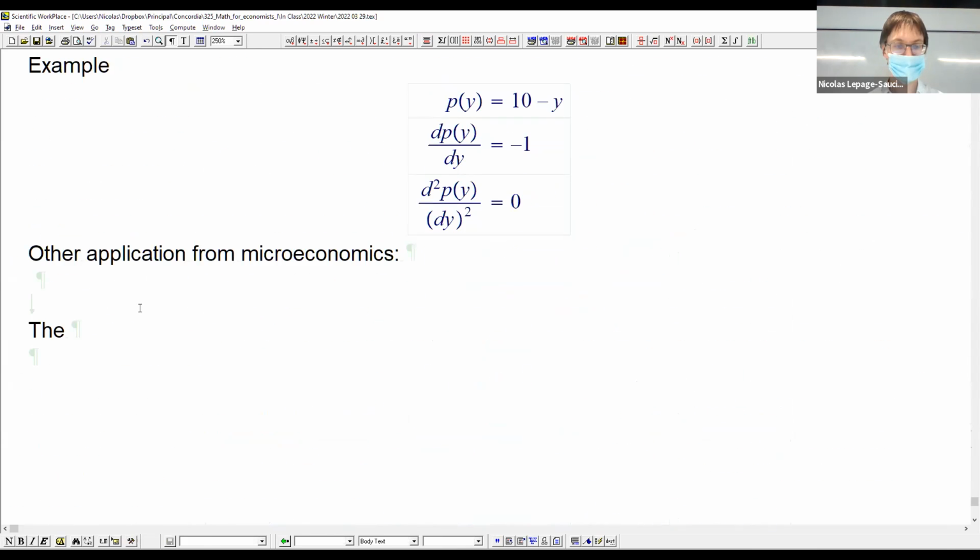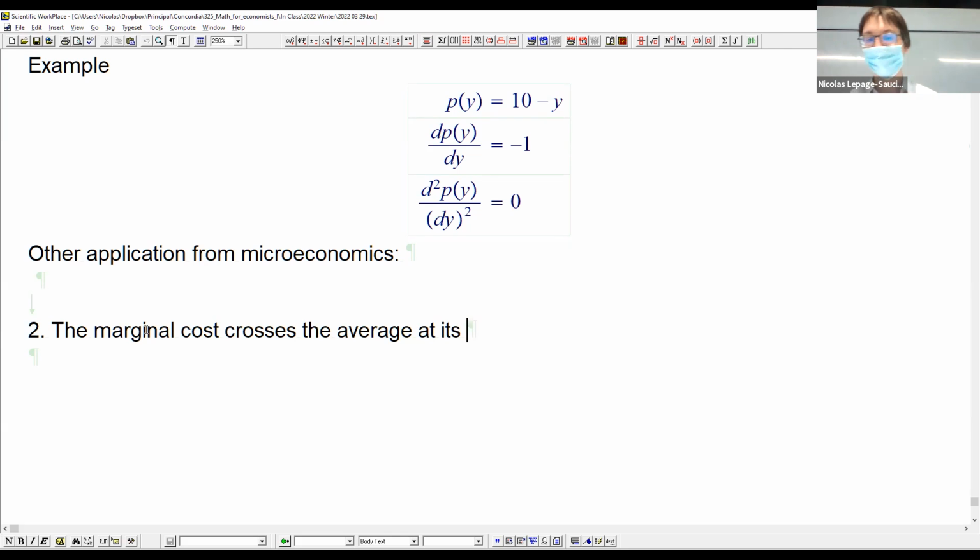Then, the marginal cost crosses the average cost at its minimum. So this is also a thing that we've seen a lot in microeconomics. So let us verify this.